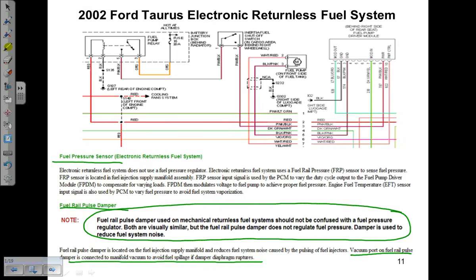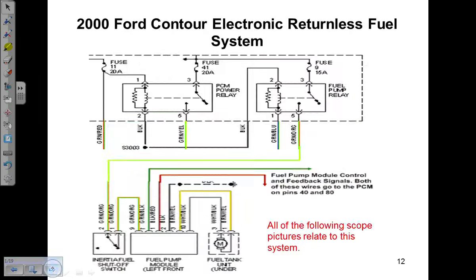But on this system, it was the same kind of thing. You have a fuel pump driver module in the tank, and that fuel pump driver module is controlling the pump speed by a pulsed on-off signal, variable duty cycle. Alternate designs you guys have to be aware of when you have a low pressure problem or no pressure problem. It could be a pump, it could be the module, wiring, inertia switch, the computer. You have to know what you're dealing with.